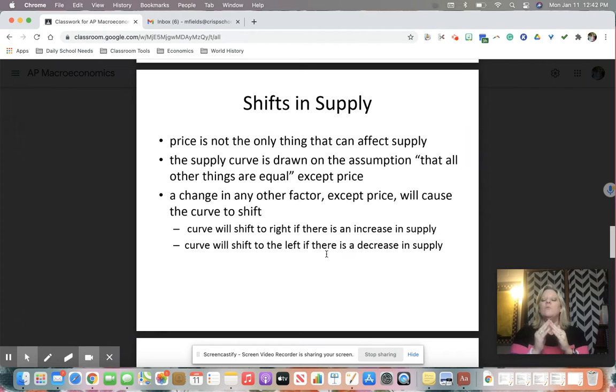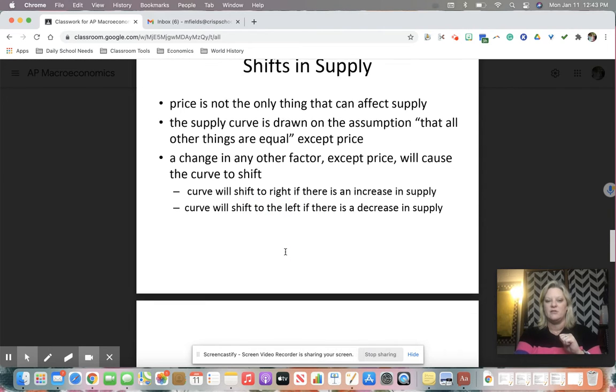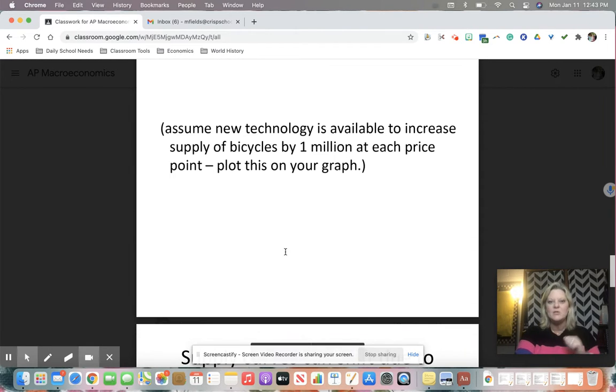So when we draw that supply curve, we assume ceteris paribus, it's upward sloping, and if the price changes, we'll move along that supply curve. But if something else besides price changes, then our curve will shift to the right if there's an increase and to the left if there's a decrease. So at this point, you're going to assume that there's some sort of new technology that's available to increase the supply of bicycles by 1 million bicycles at each price point.